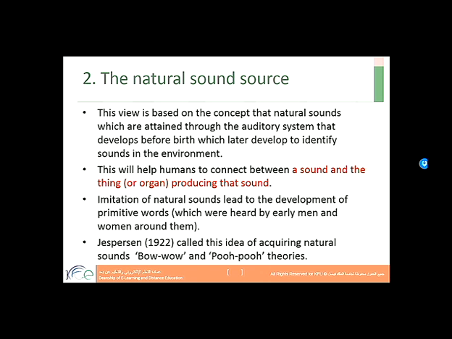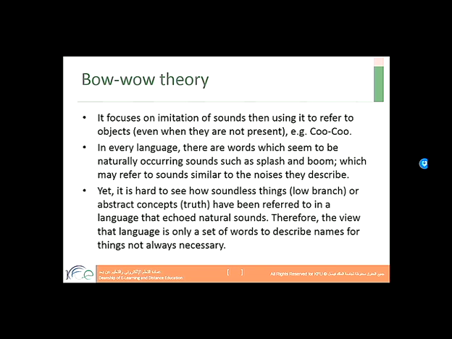Limitation of natural sounds led to the development of primitive words, which were heard by early men and women around them. This person in 1922 called this idea of acquiring natural sounds, and based on this, they developed two theories. These theories are called the bow-wow theory and the pooh-pooh theory. So what's the idea of these two theories?